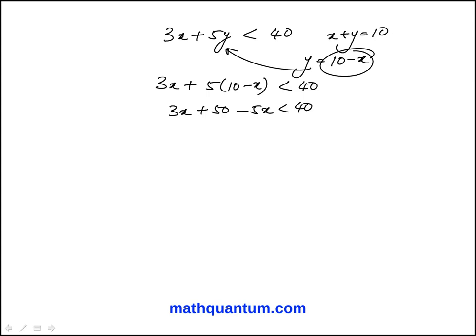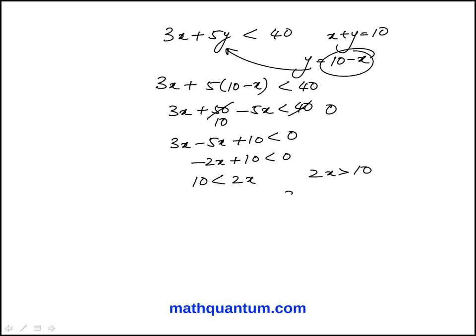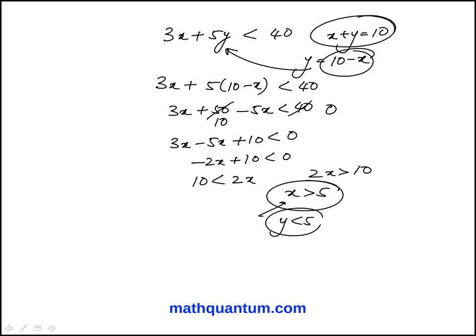And then I subtract 40 from both sides. This is 0. That's 10. So plus 10 is less than 0. This is minus 2x. And then I add 2x to both sides. I get 10 is less than 2x, or 2x is greater than 10. Divide both sides by 2. I get x is greater than 5. I know x plus y is 10. So if x is greater than 5, y has to be less than 5. And that means x is greater than y.